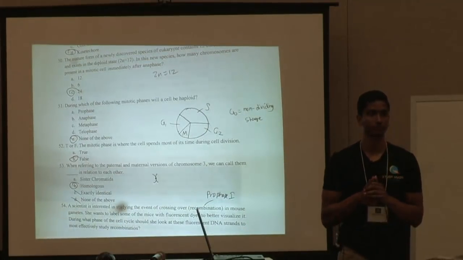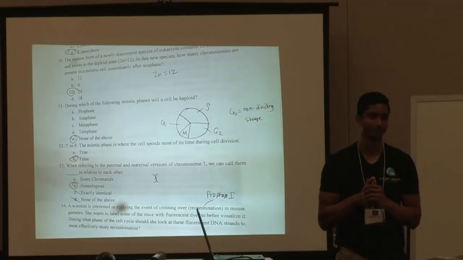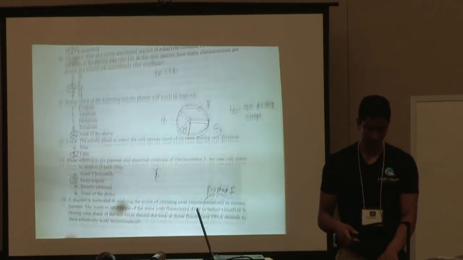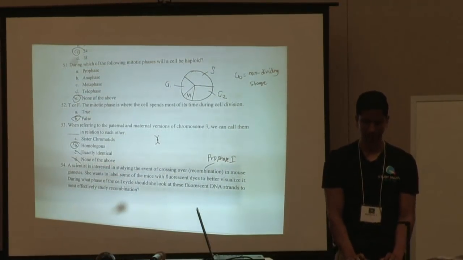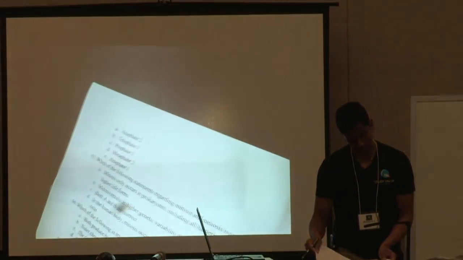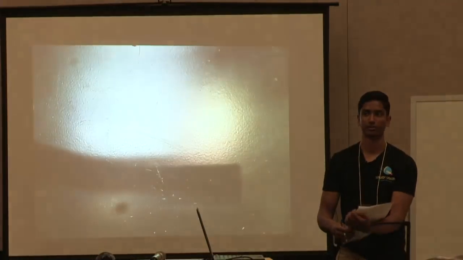Is there a difference between homologous and all these pairs for that? No. Okay. Good question. Everyone good on why 54 is prophase 1? All right.